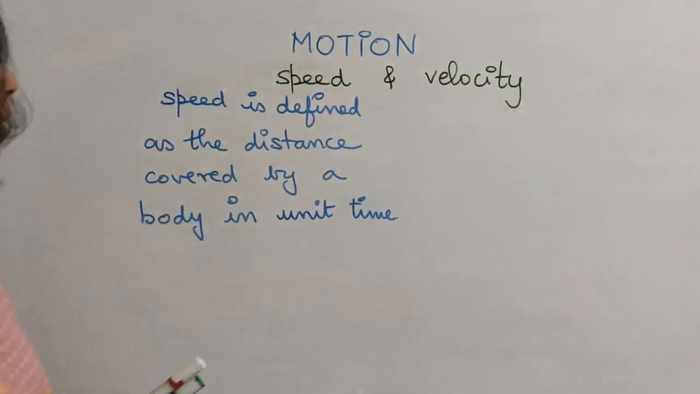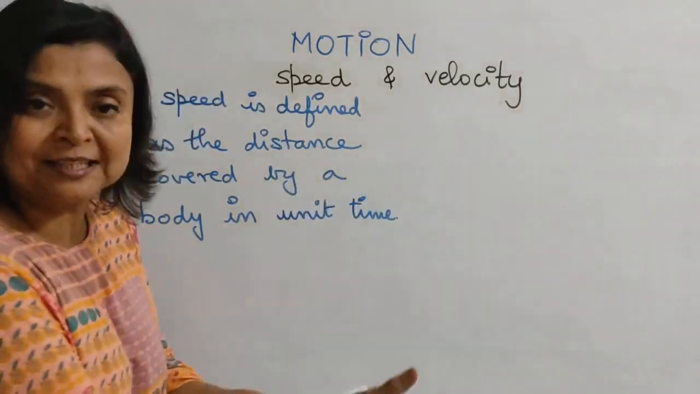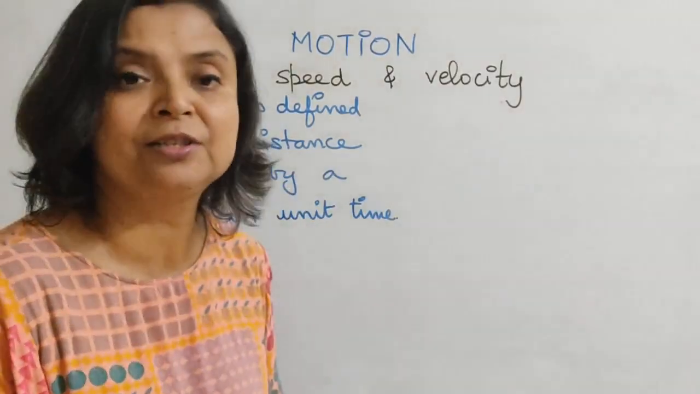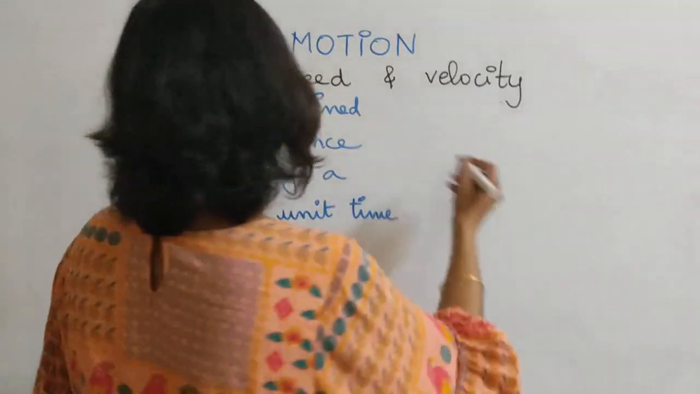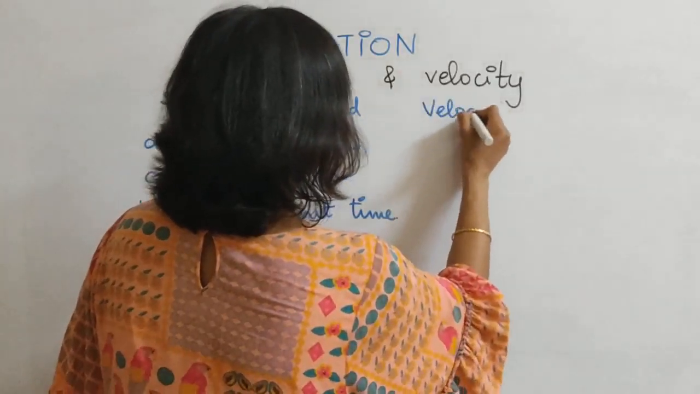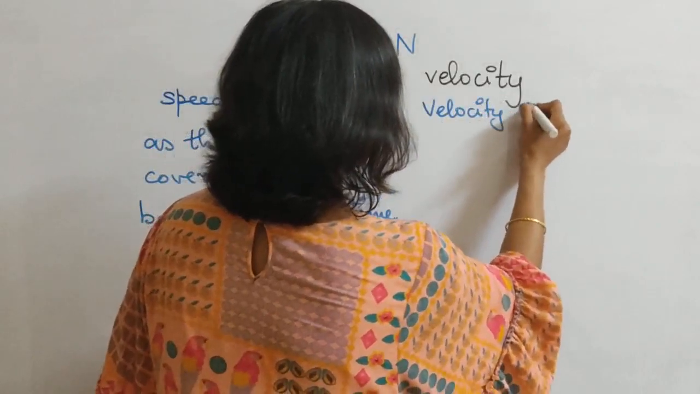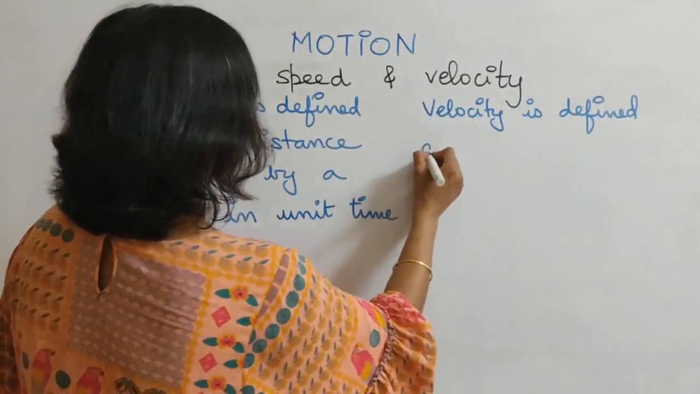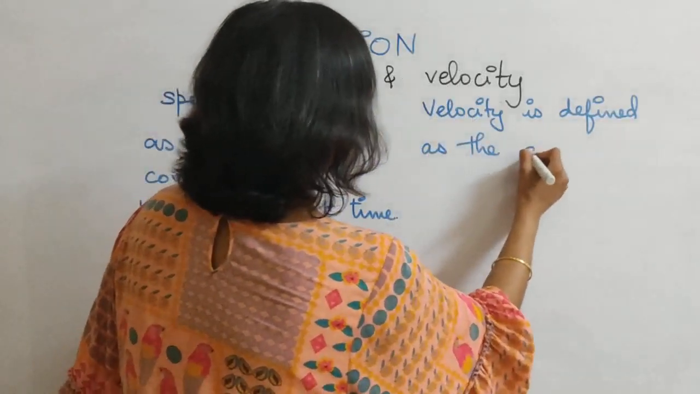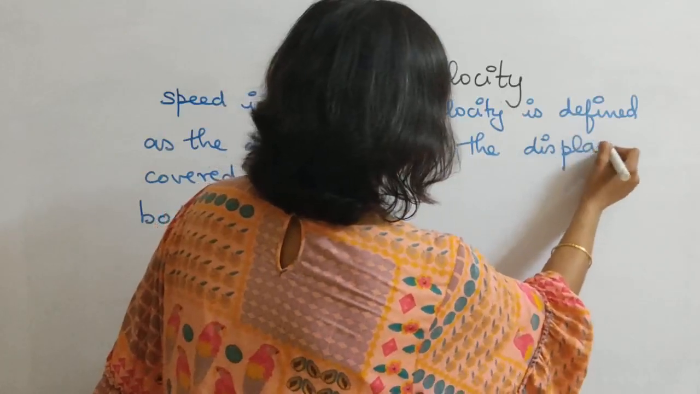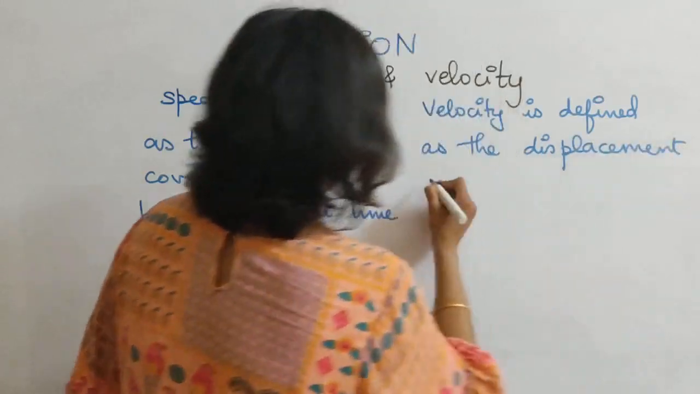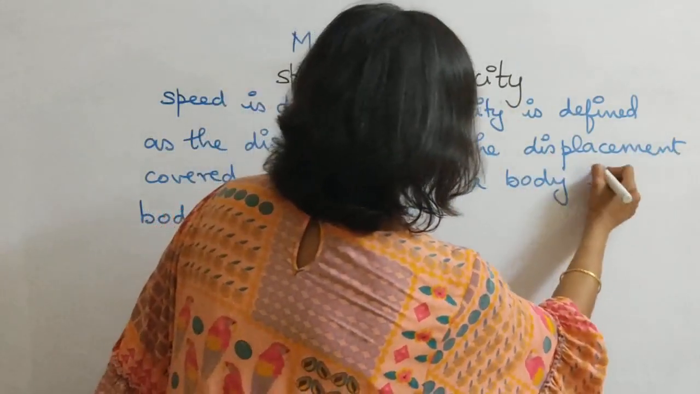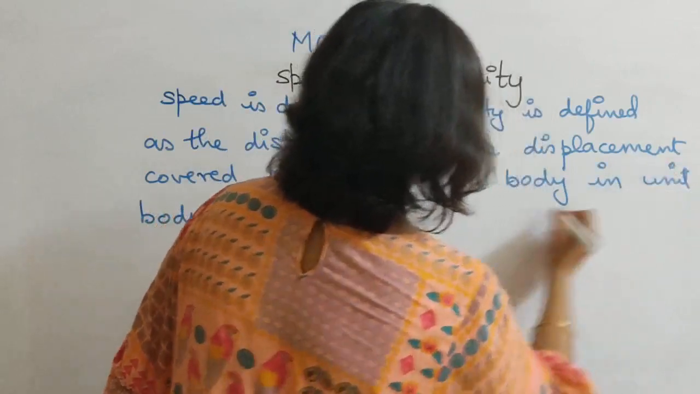Well, and velocity is defined as the displacement in unit time. So this is a scalar, so we will consider the distance because the direction did not matter. Whereas here the direction did. So velocity is defined as the displacement of a body in unit time.